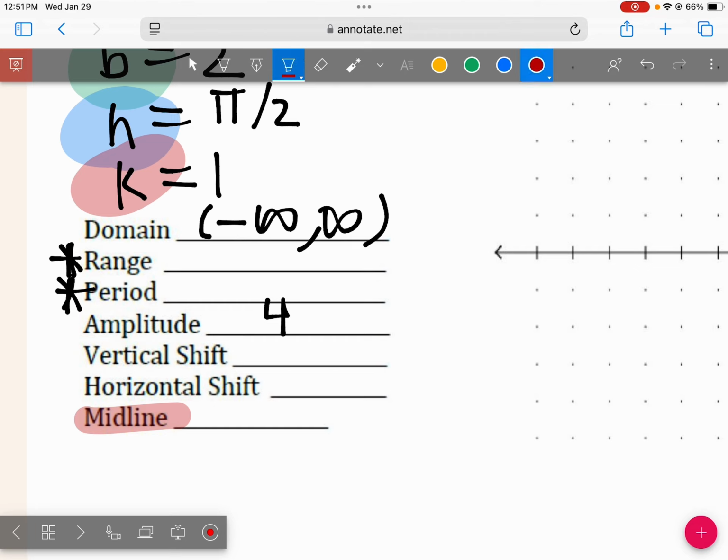Vertical shift. A vertical shift is up and down or side to side? Oh, it's up. And this line and this line should be the same, just written differently. We also don't have our horizontal shift yet, so we're also going to star that.